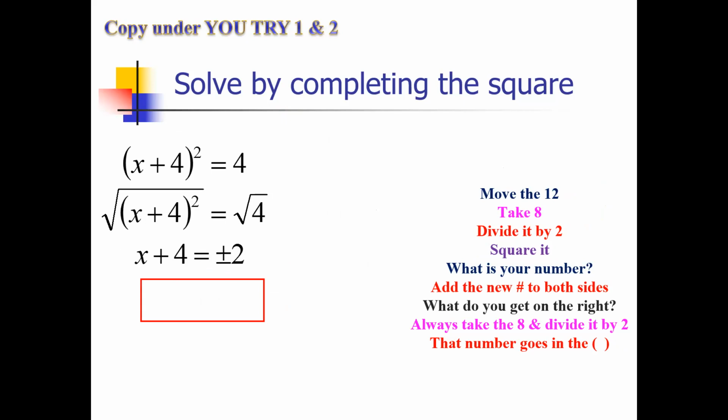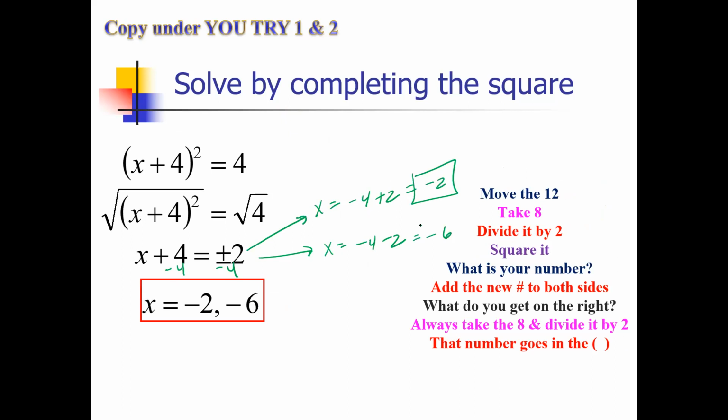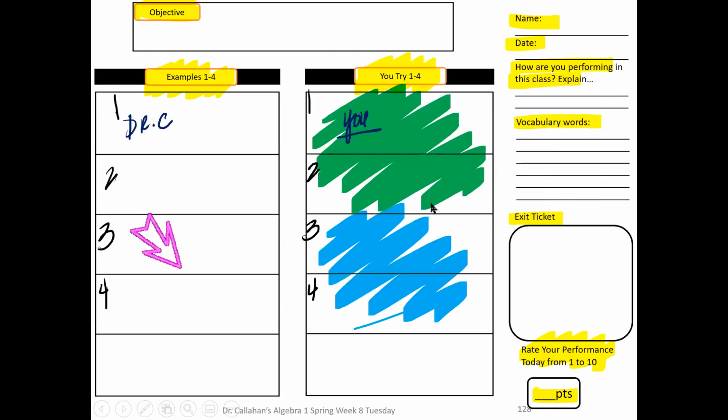But then I'm not done yet because I need to go ahead and do opposite of a positive 4, which is a negative 4. And I have 2 answers. First one is x is equal to negative 4 plus 2. Second one is x equals negative 4 minus 2, which is a negative 2 and a negative 6. And those are my 2 answers.